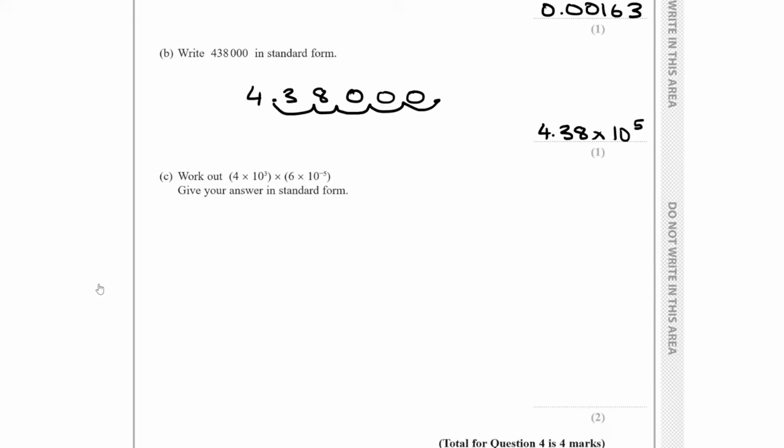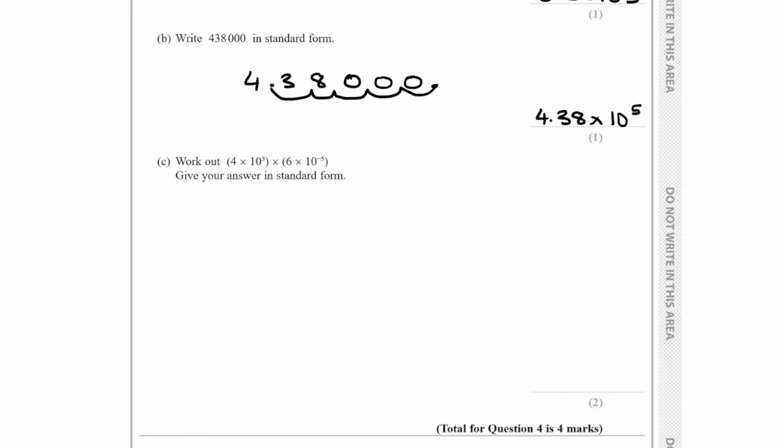Now part C, I think, is where it gets a bit more interesting. Work out 4 times 10 to the power of 3 multiplied by 6 times 10 to the minus 5. Give your answer in standard form. Obviously, this is a non-calculator question. If this was in a calculator paper, I would just put it in my calculator straight away and see what it gives me. We can't do that here.